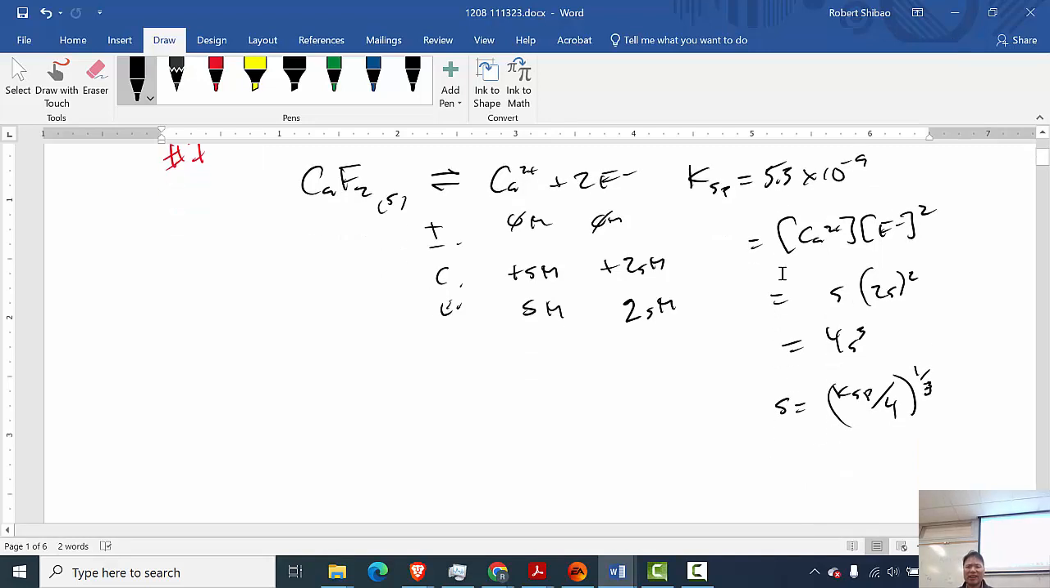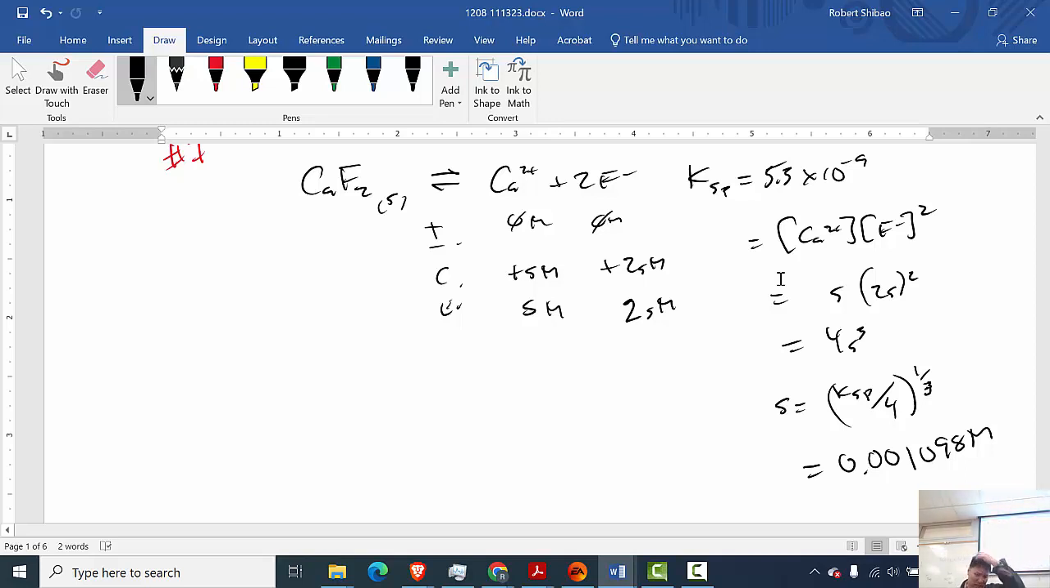So I have the KSP here. Let's go ahead and calculate the solubility. So it's going to be 5.3 times 10 to the negative 9 divided by 4 equals, and then I'm going to raise this to the 1/3 power. And I get a solubility of 0.001098. This solubility is less than 0.1 molar, and therefore we call it an insoluble salt.